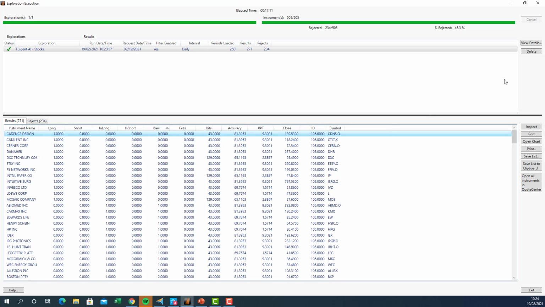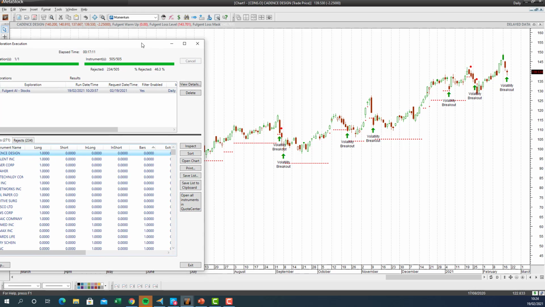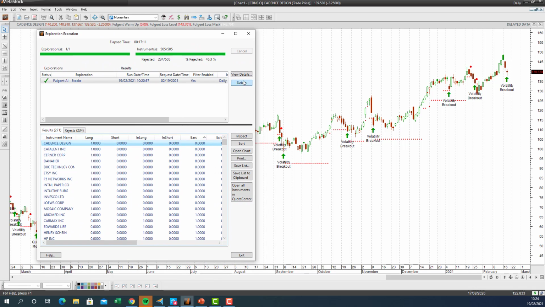Cadence Design. Now I need to minimize this. So I've got Cadence Design on here. We can see we had some fantastic signals on here. Quite a lot actually. Volatility breakout, nice trade there. Volatility breakout, nice trade there. Volatility breakout, huge move there. So quite a lot of volatility breakouts as we go along. In the last few months you would have traded this quite aggressively.